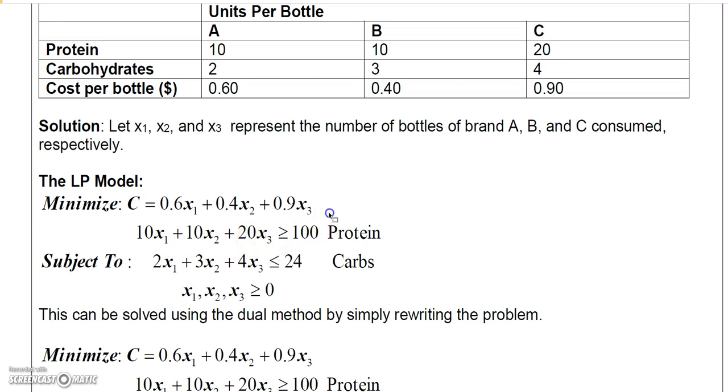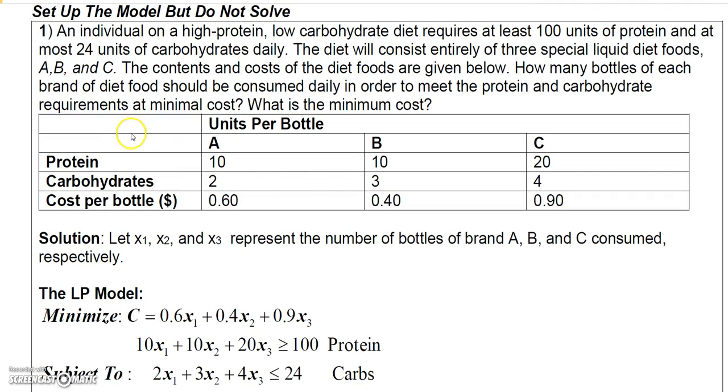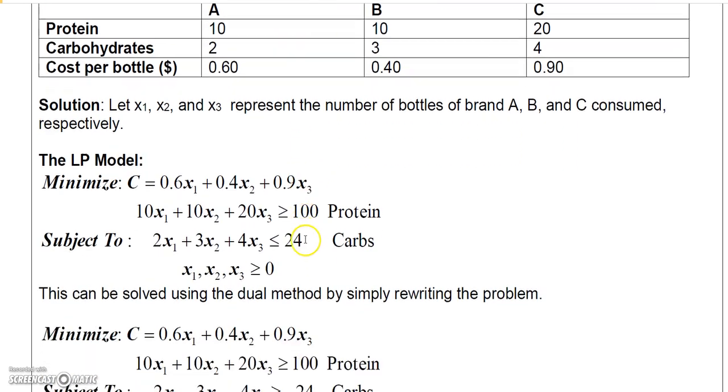And if you go back and read the problem up here, it says that we have to have at most 24 units of carbs. So we want to make sure that our carbs are less than or equal to 24. Looking at our table, I see I get 2 units of carb per bottle A, 3 units of carb per bottle B, and 4 units of carb per bottle C. And I need that to be less than or equal to 24. And then you put your non-negative constraints here. X1 through X3 has to be greater than or equal to 0.